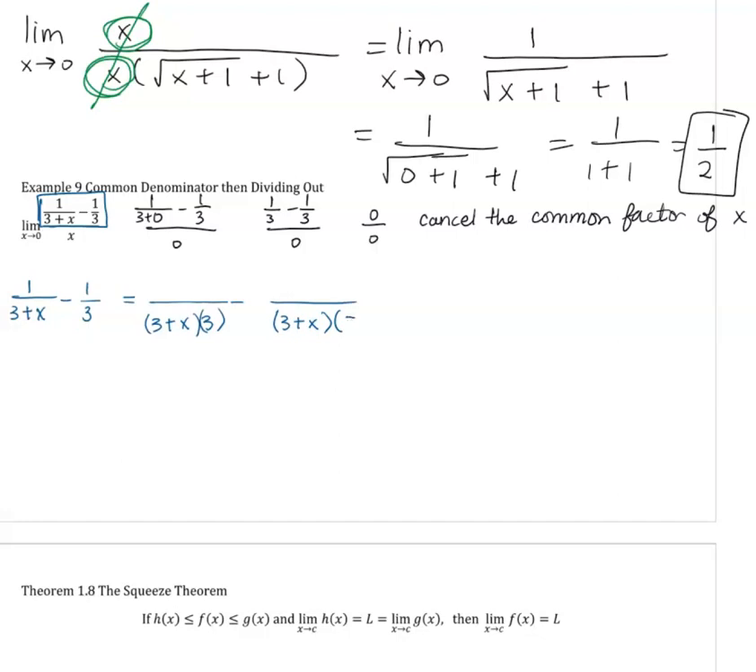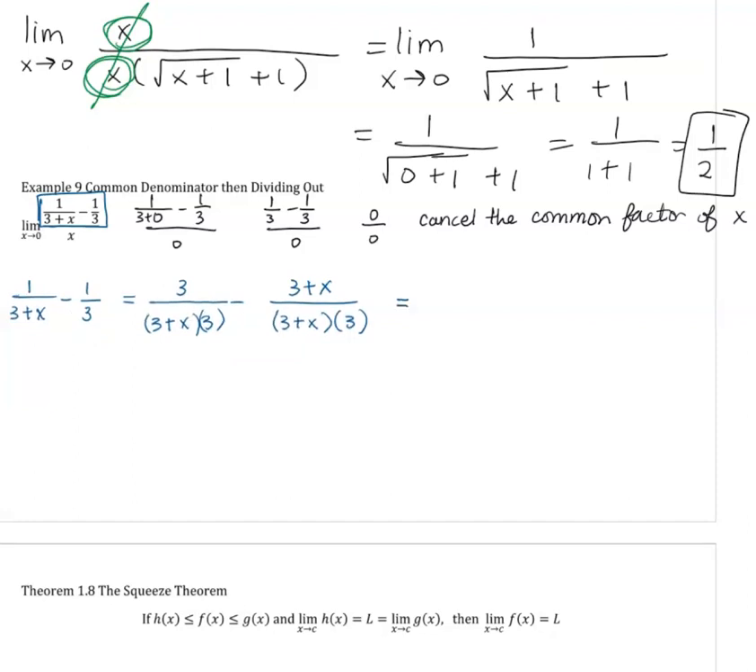So I've just multiplied their two denominators. In the first fraction, it only had the 3 plus x in the denominator. It now has a 3 in the denominator, so it also needs a 3 in the numerator. The second fraction only had a 3 in the denominator. That denominator got multiplied by 3 plus x, so the numerator must also be multiplied by 3 plus x.